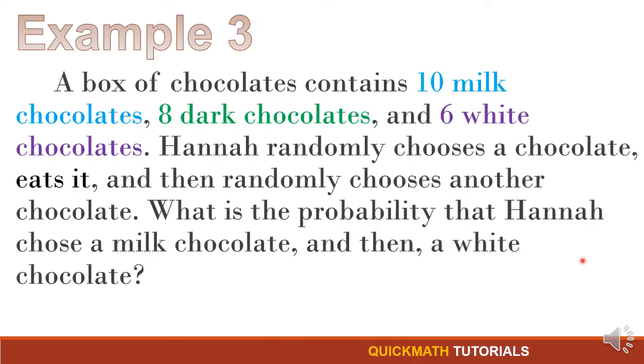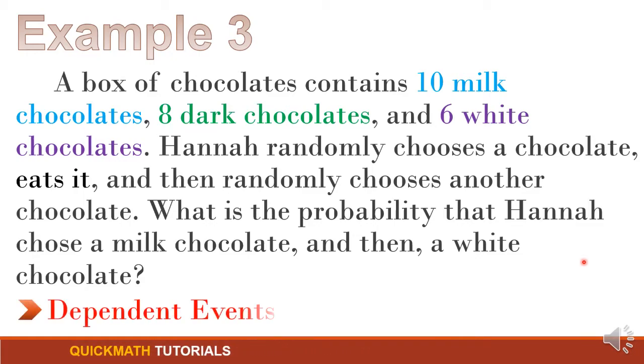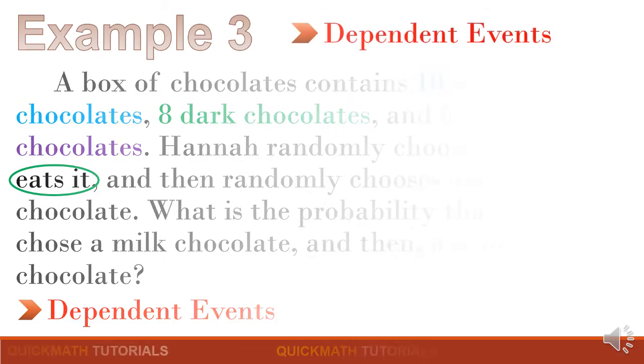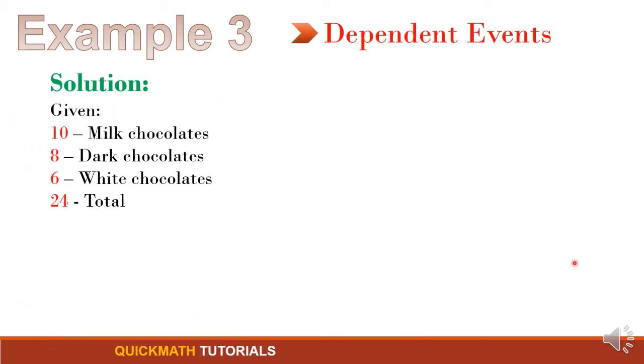So first, let's identify if this is independent events or dependent events, for us to know what formula to be used. This problem is dependent events because of the words "eats it." Now, we will list all of the given. We have 10 milk chocolates, 8 dark chocolates, 6 white chocolates, and a total of 24 chocolates.